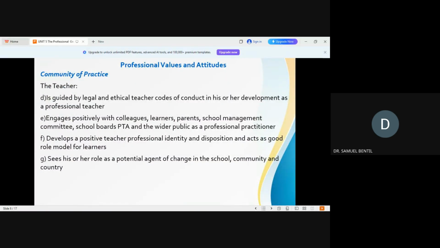Then we have professional values and community of practice, which is another leg of the professional values and attitude. And here we are saying that the teacher is guided by legal and ethical teacher code of conduct in his or her development as a professional teacher. I know GES, they have their code of conduct. True or false? It's true.